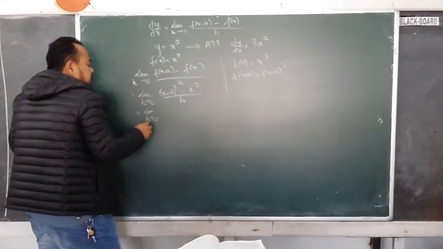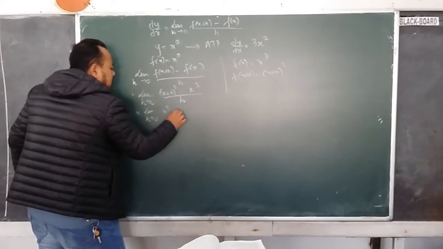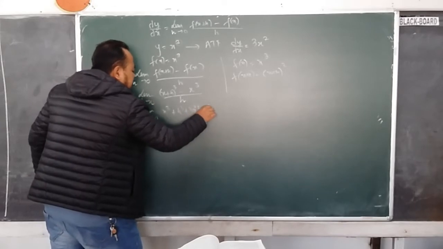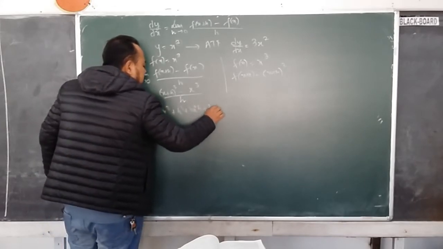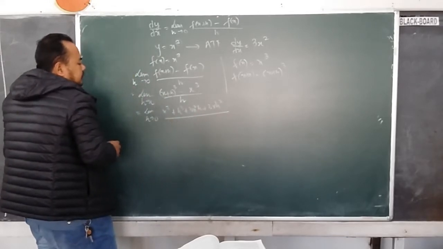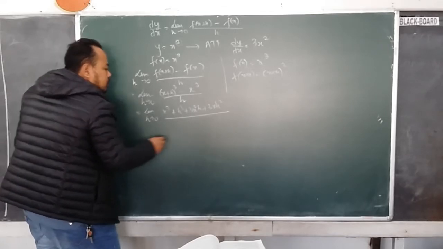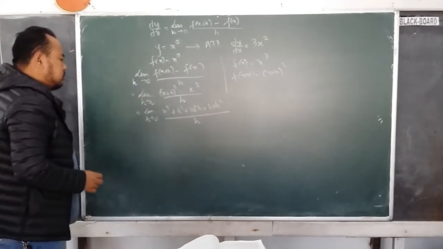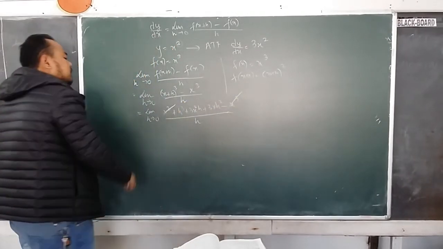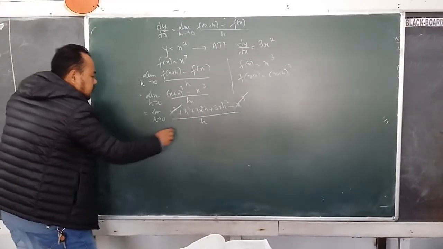So what is a plus b whole cube's formula? It's a cube plus b cube plus 3a square b plus 3ab square. Divide the whole thing by h. So minus x cube is there. So x cube and x cube gets cancelled. Is that clear?